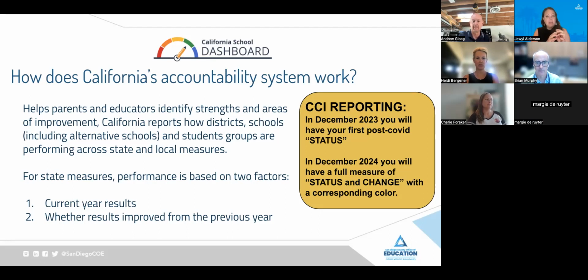And this coming year, you'll actually see the little speedometer for most of our metrics, because you'll have that status and the change. And the status and the change together are what's used to come up with the color that you are on the dashboard.